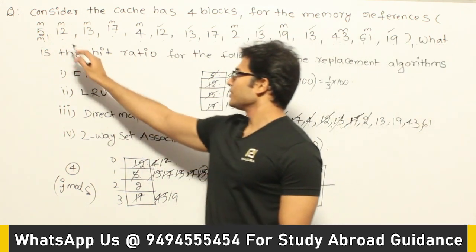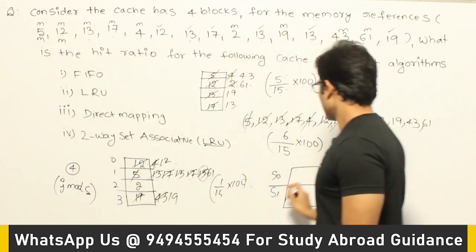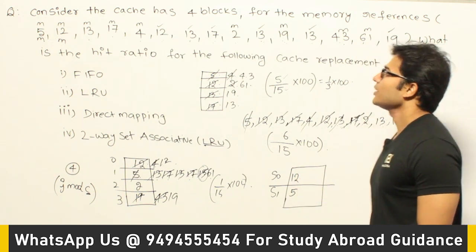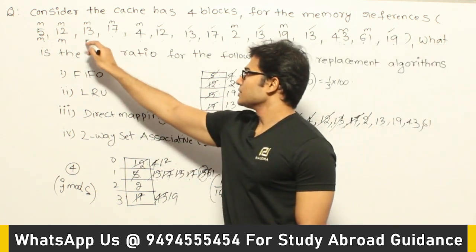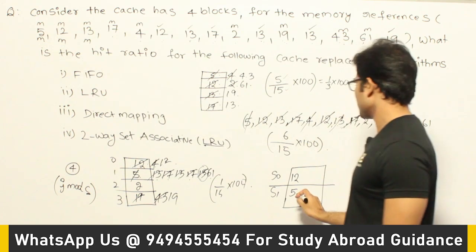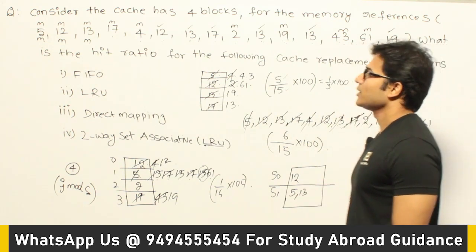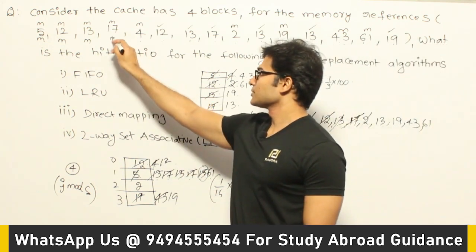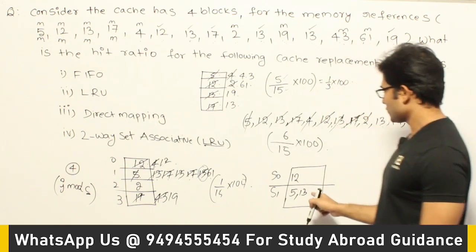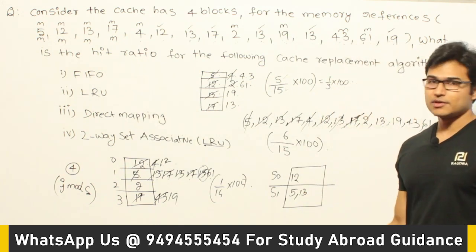And what about 12? It is a miss. But then 12 has to go here. And what about 13? It is a miss. So 13 has to come here. What about 17? It is a miss. Now 17 has to be placed here only because the remainder is 1.